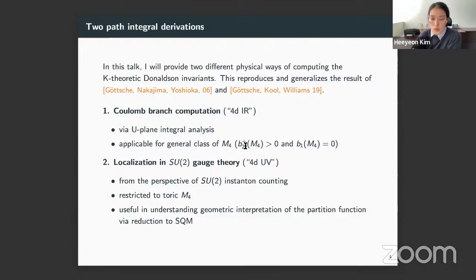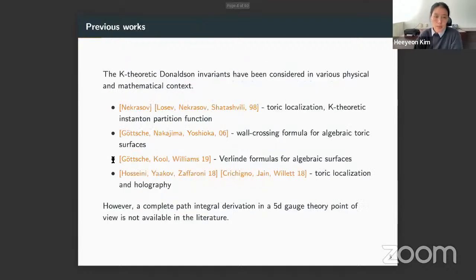But in this talk, we are going to focus on the case where b2 plus is positive and b1 of the four-manifold is zero. And the second approach is from the perspective of the instanton counting of the SU(2) gauge theory. This approach is actually something that is adopted by most of this previous work, probably except for this one here.